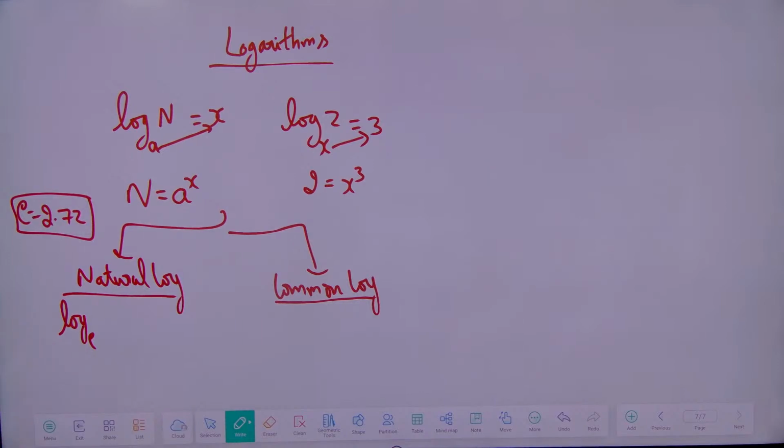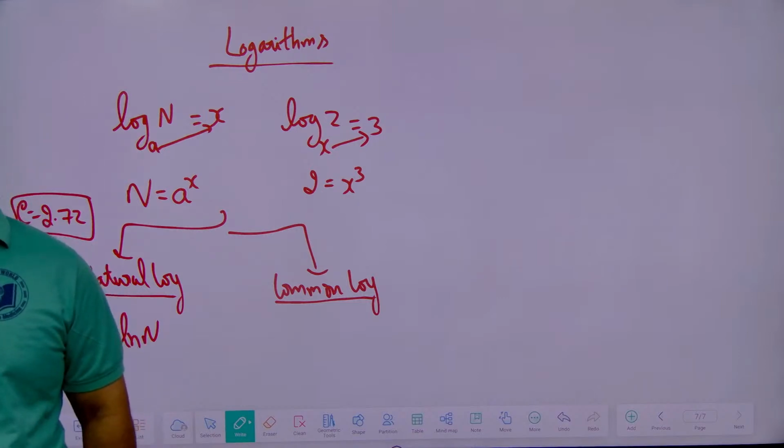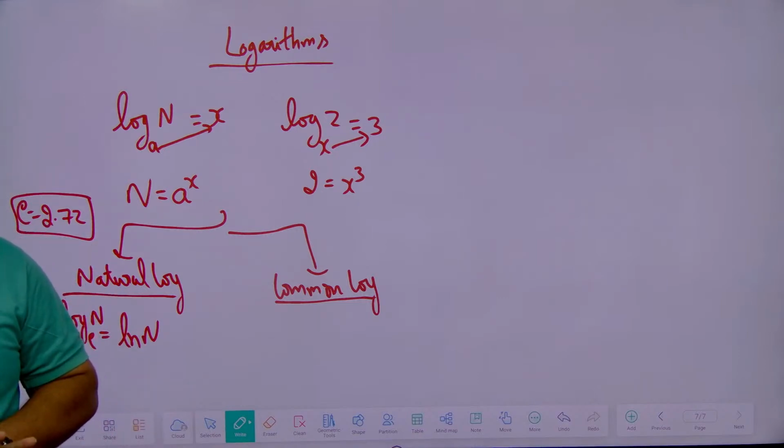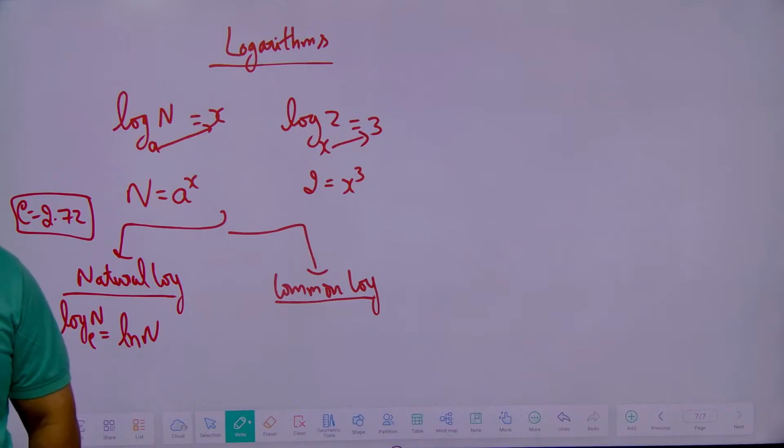When I write log n to the base e, this is called natural logarithm. Sometimes in some textbooks they will give it as ln n, without mentioning e. That is nothing but natural logarithm. If they don't mention anything, it is e. But if they mention a base, you have to take that base only.